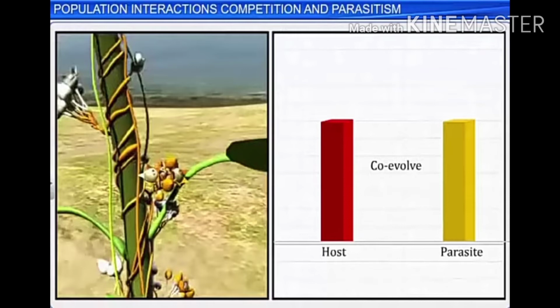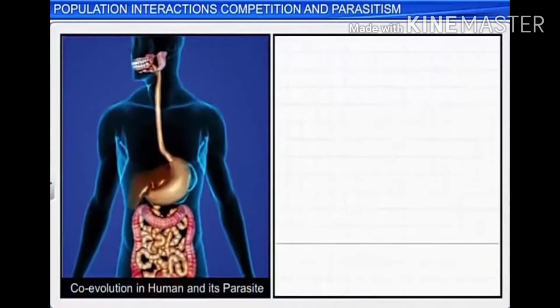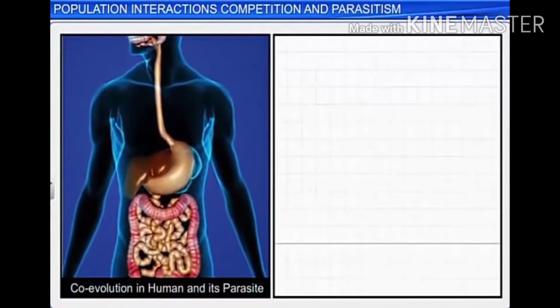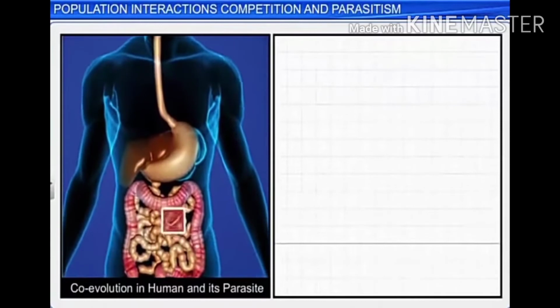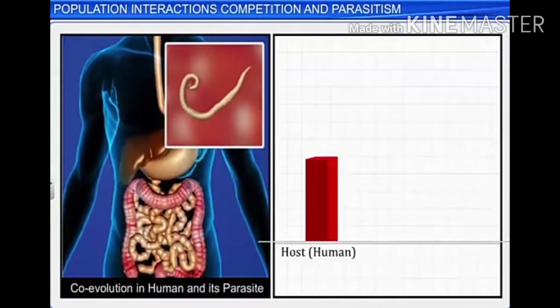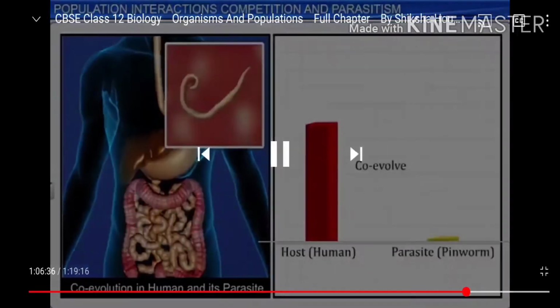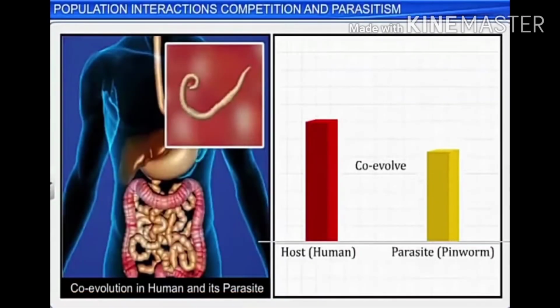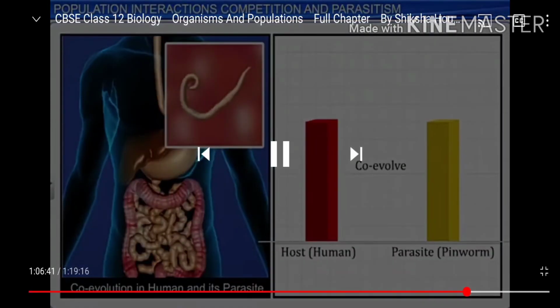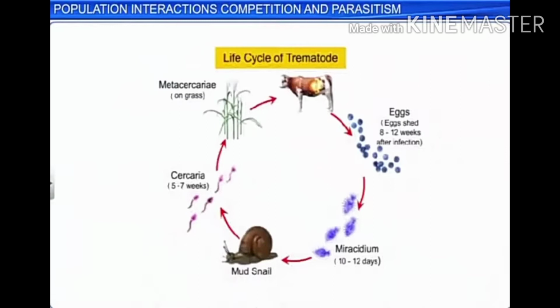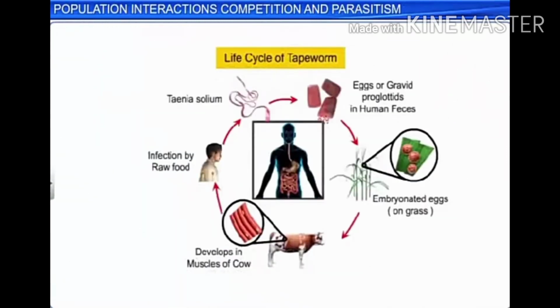For instance, secretions from the human digestive system help to kill parasites that enter it, while the parasites adapt themselves to resist their host. Besides, many parasites have a complex life cycle as they depend on one or two intermediate hosts or vectors.